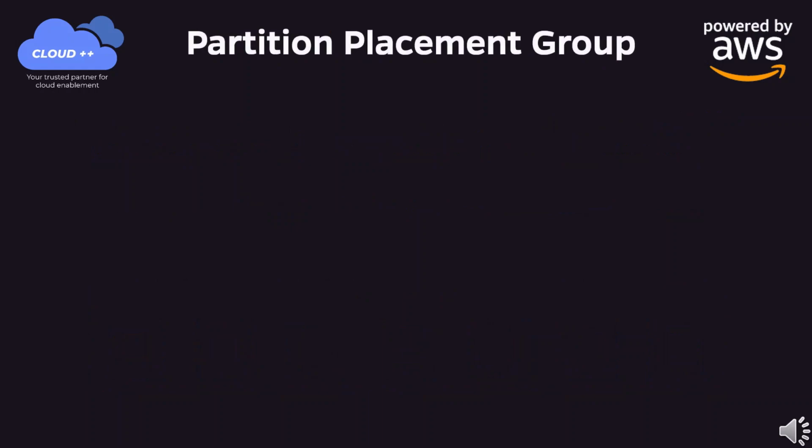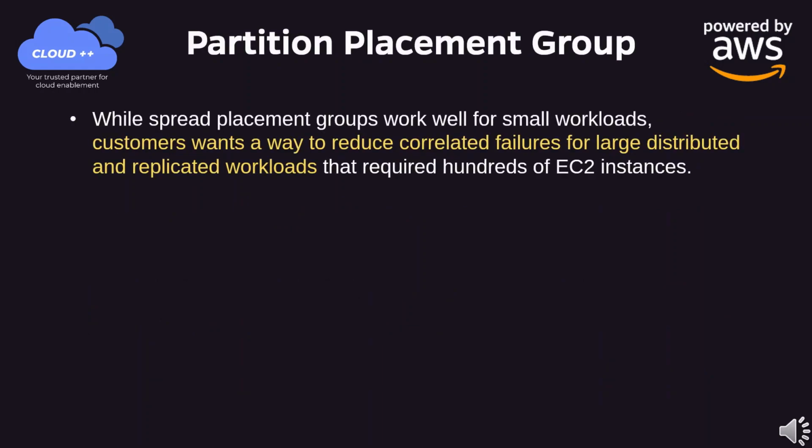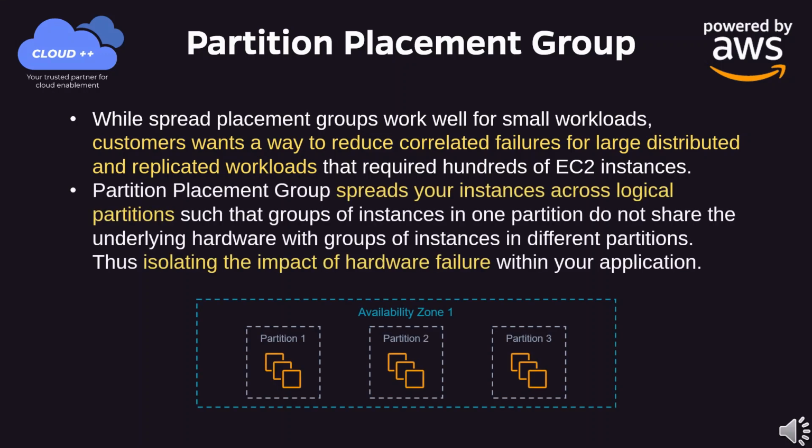Partition placement group. While spread placement groups work well for small workloads, customers want a way to reduce correlated failures for large distributed and replicated workloads that require hundreds of EC2 instances. Partition placement group spreads your instances across logical partitions, such that groups of instances in one partition do not share the underlying hardware with groups of instances in different partitions, thus isolating the impact of hardware failure within your application.